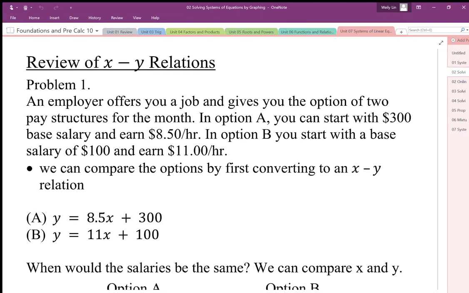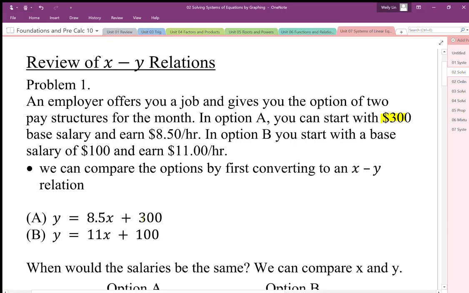Let's review XY relationships. XY relations are when we have two quantities that are being related through some equation or some calculation. In this case, an employer offers you a job and gives you the option of two pay structures for the month. In option A, you start with a $300 base salary and earn $8.50 per hour.